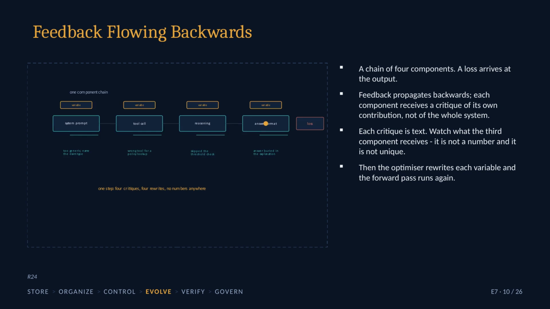Watch what the third component receives. It is a sentence. It is not a number, and it is not unique. A different critic would have produced a different sentence, equally valid, pointing somewhere else. Then the optimizer rewrites each variable and the forward pass runs again, and that is one step. One step, and already 4 separate judgments have been made by a critic nobody audited.